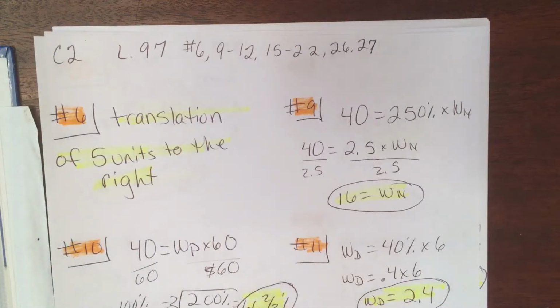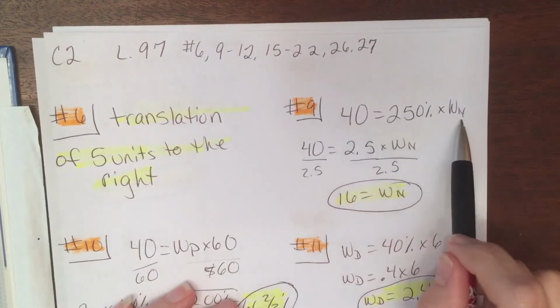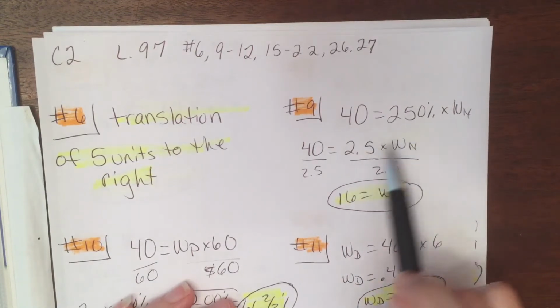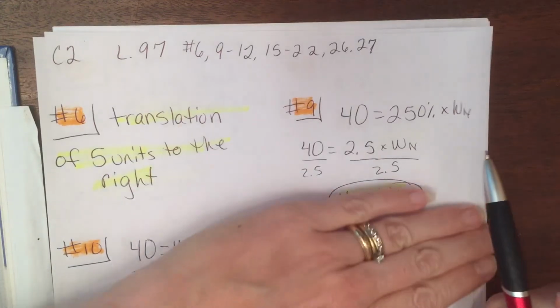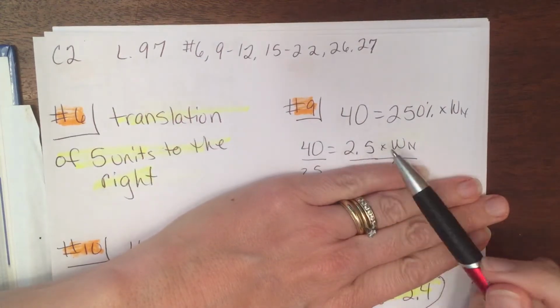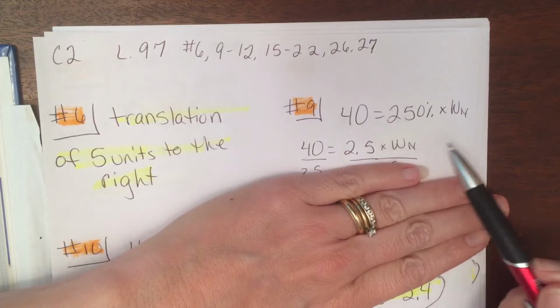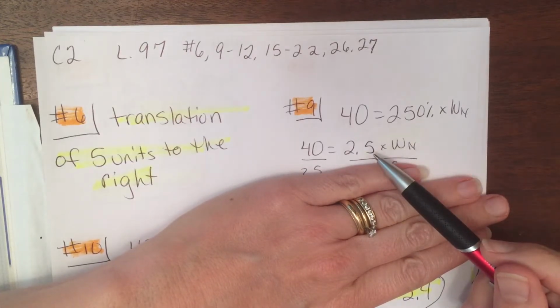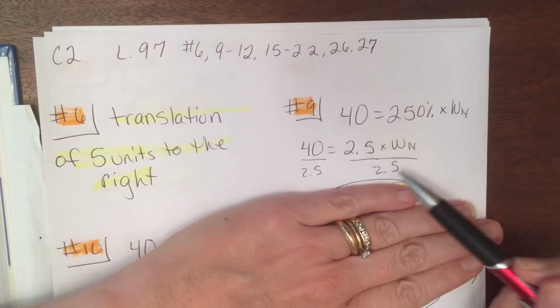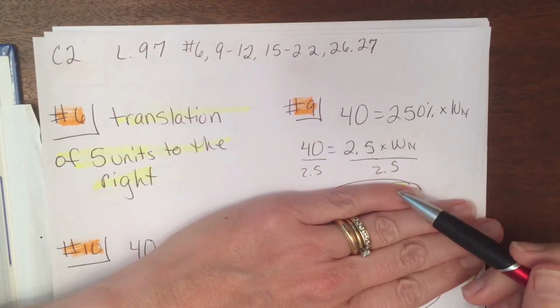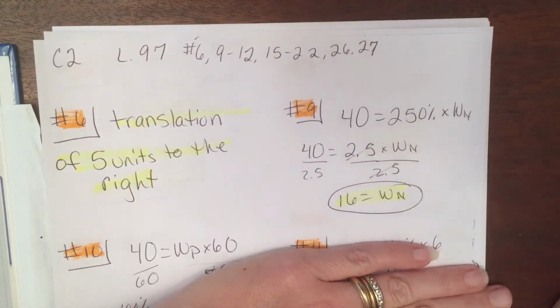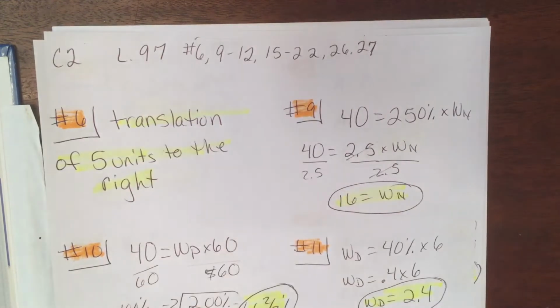Number 9, 40 is 250% of what number? I wrote it as an equation. I changed my 250% to 2.5. So now my new equation is 40 equals 2.5 times what number? What's happening to the number? It's being multiplied by 2.5. So how do I undo that? I divide by 2.5 on both sides. 40 divided by 2.5 is 16. This cancels. So 16 is my what number?